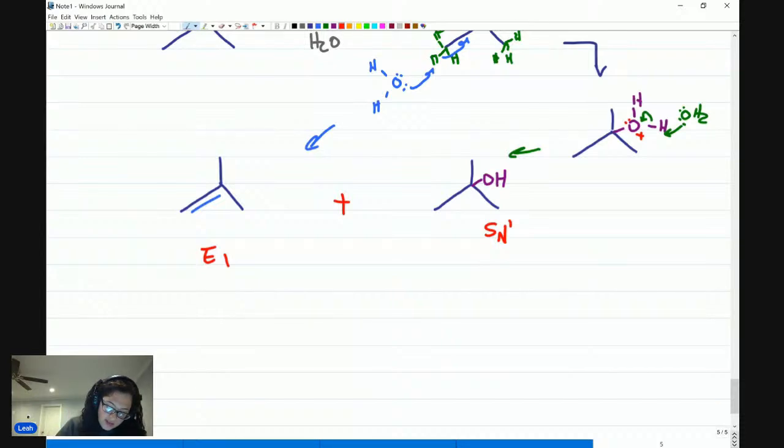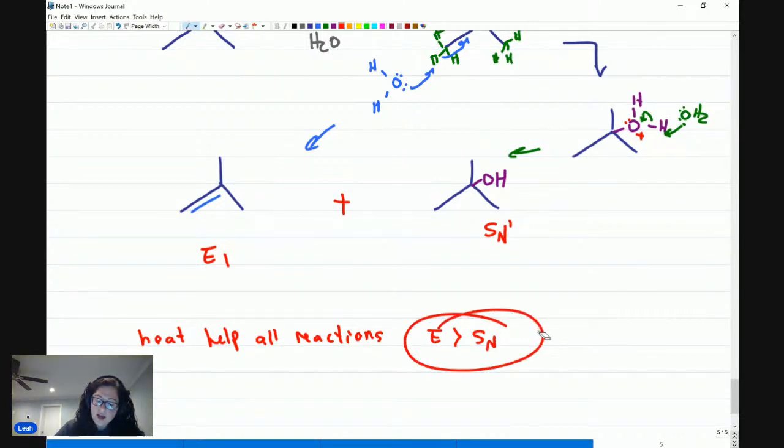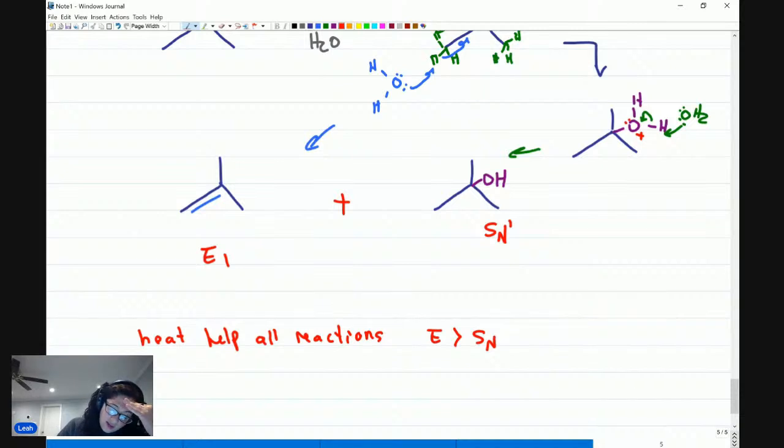The difference is that anytime you see heat, heat is going to help all the reactions, but it tends to favor elimination over substitution. Typically in a 2-type reaction, E2 is favored over SN2. With E1 and SN1, heat will still favor both of them, but maybe favor E1 slightly more. So it's not a blanket rule. With heat, they're both going to happen faster. E1 will happen just a little bit more.